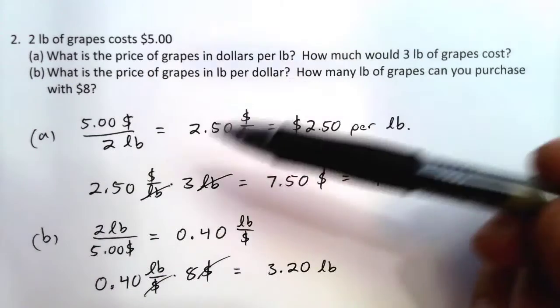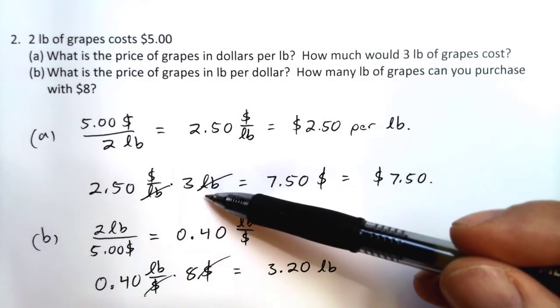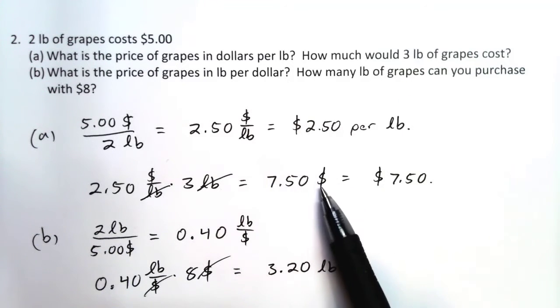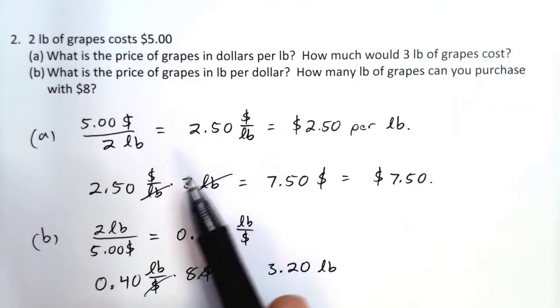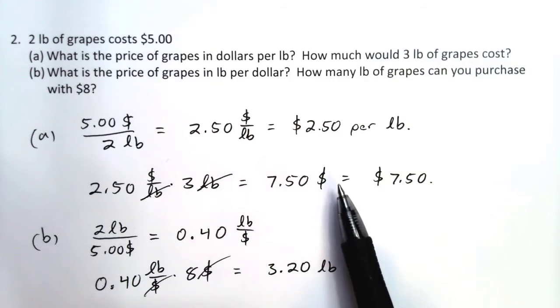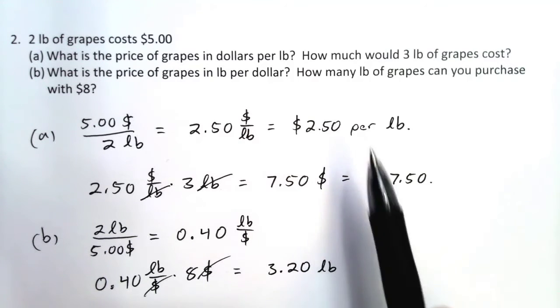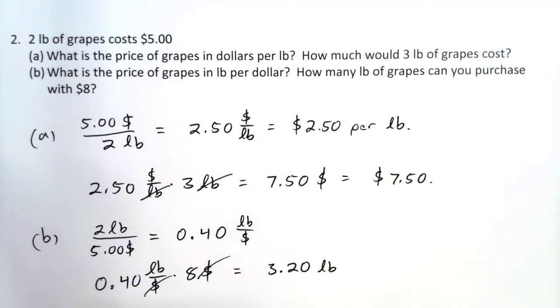Now, I just want to stress the importance of doing this, right? This is a really great way to make sure you did things right. The fact that I'm left with dollars in the end for part A makes sense because we were asked how much would these cost. So if things canceled out and I was left with pounds, well, I know I did something wrong. And the same thing in part B. If I had ended up with dollars in my final answer, I know I had done it wrong because we were asked to find how many pounds. So keeping track of the units is a really, really handy way to check your work.